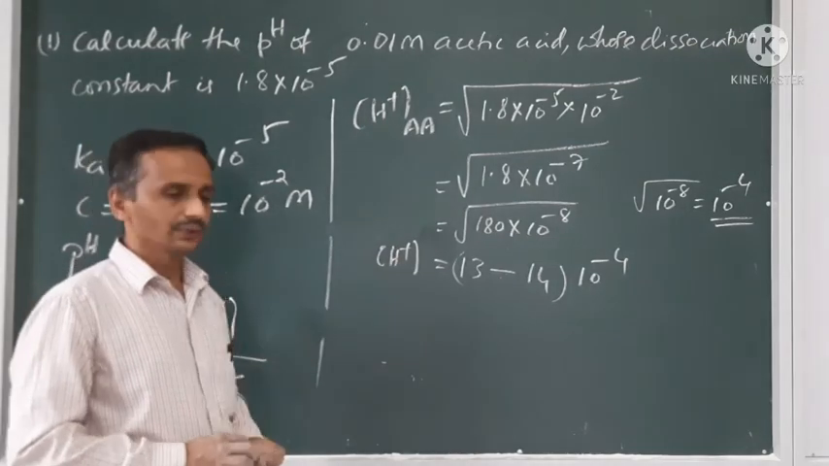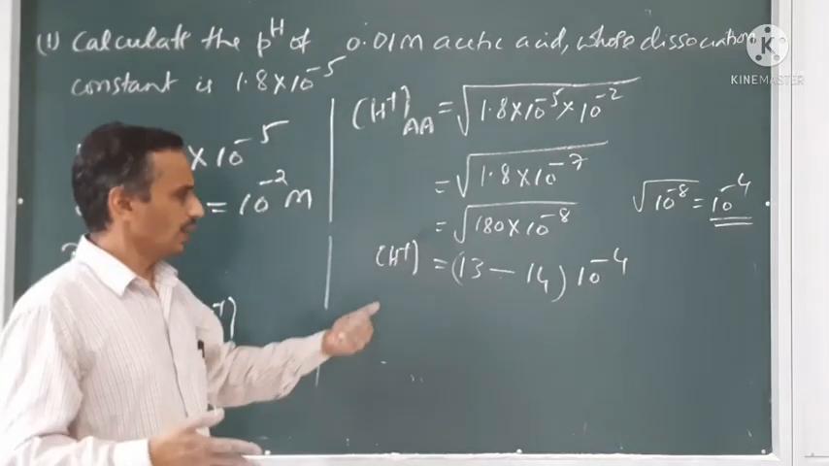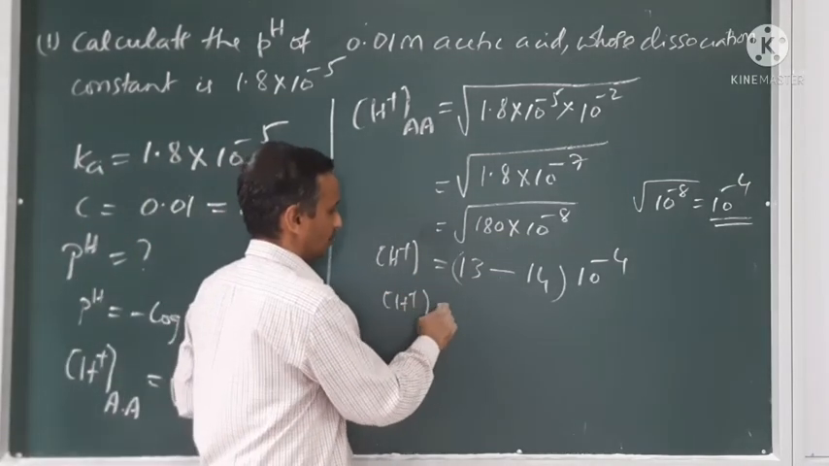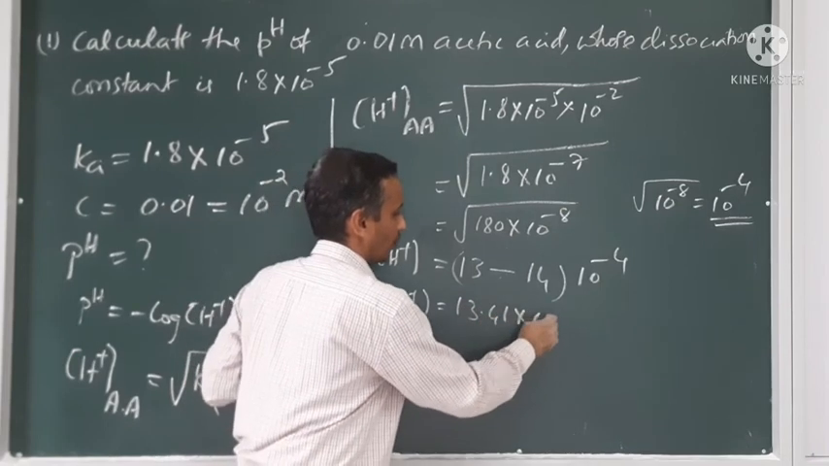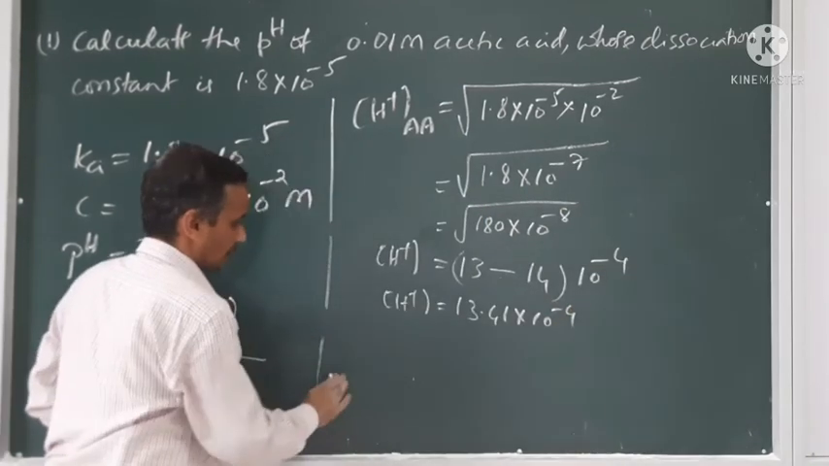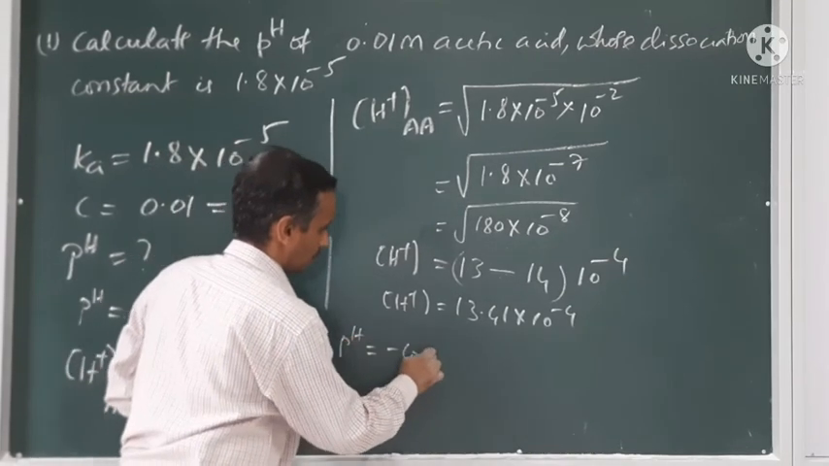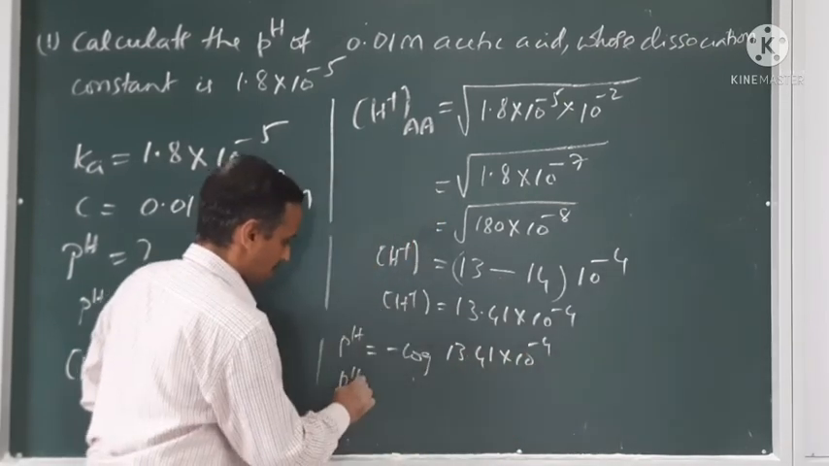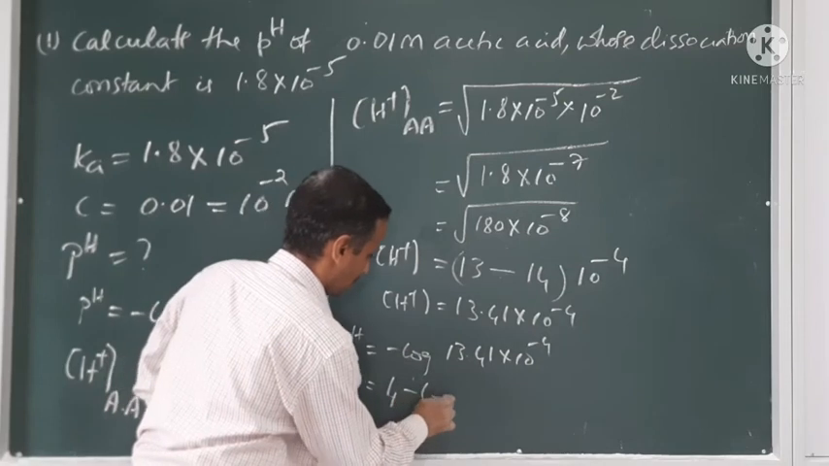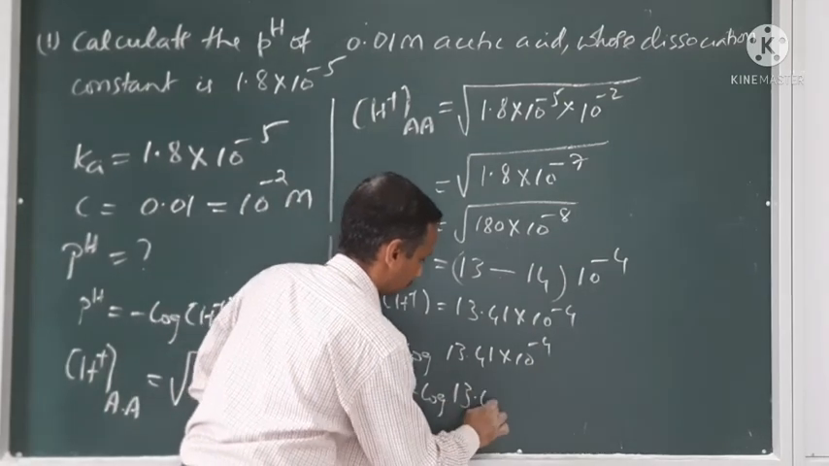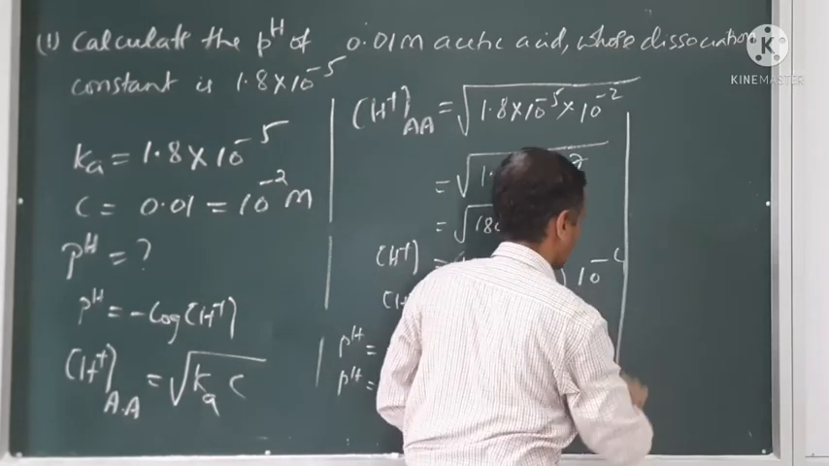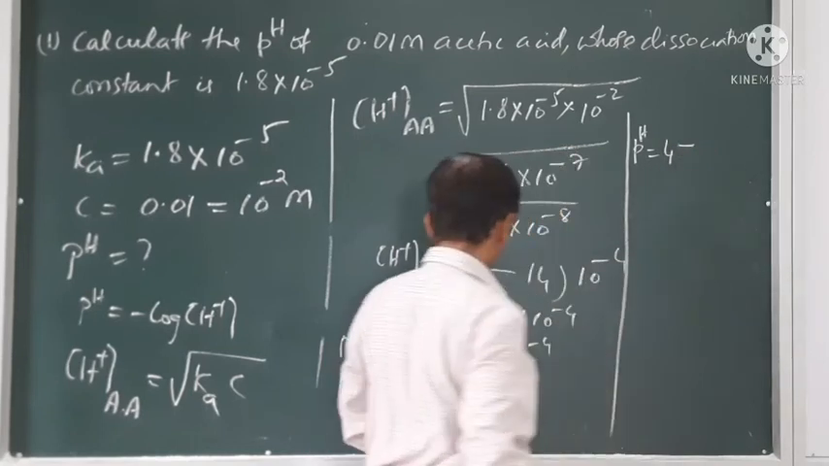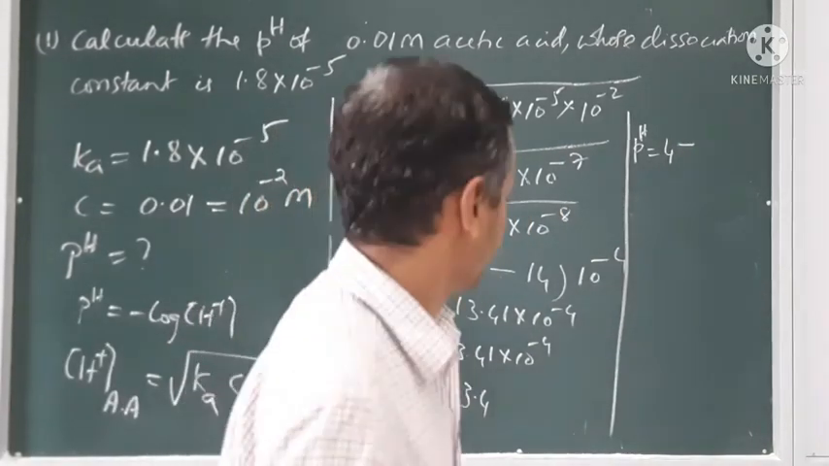If you want, you have to go for the exact also. The 4 options are given out, so certain approximation can be made here. Exact is H plus concentration equal to 13.41 into 10 to the power minus 4. Now pH is equal to negative logarithm of 13.41 into 10 to the power minus 4. pH is equal to 4 minus log of 13.4.